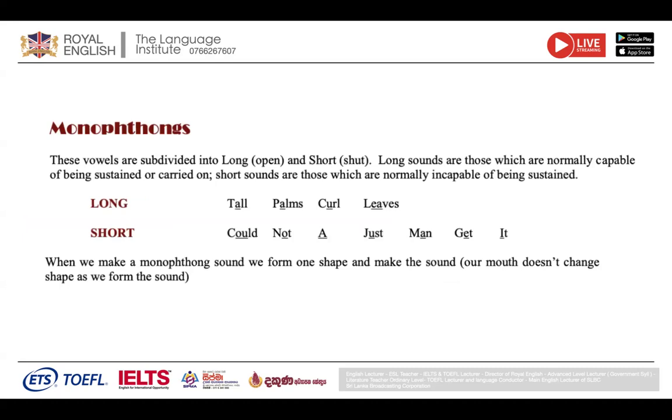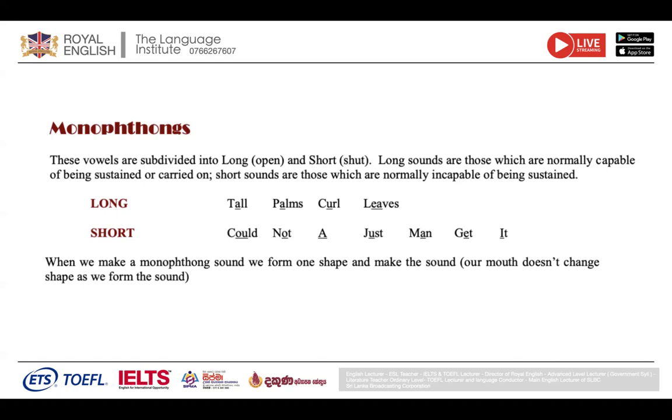Monophthongs, you know, these vowels are subdivided into long and short. Long sounds are those which are normally capable of being sustained or carried on. Short sounds are those which are normally incapable of being sustained. Long sounds, like tall. In that case, we pronounce the vowel a little bit longer, like tall, palm, curl, leaves, likewise.